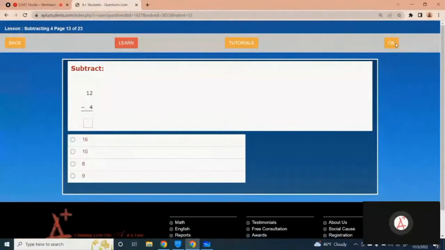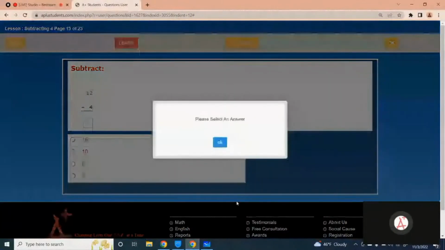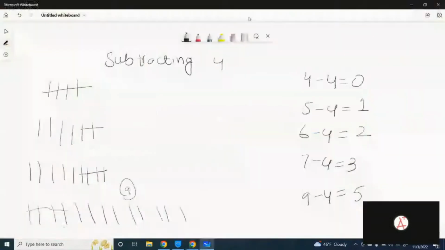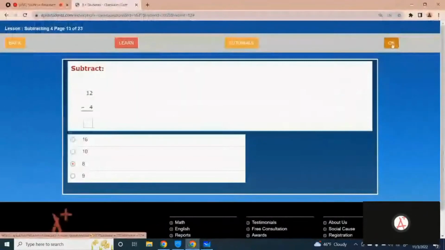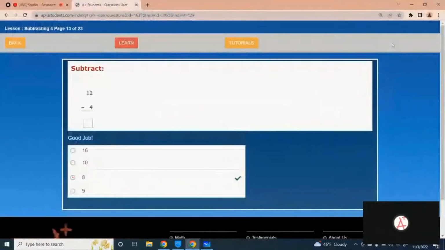Okay, 12 take away 4. So here you have 12 lines. You removed four of them. How many lines do we have? We are left with 8 lines. Got it? So 12 take away 4 is 8. Select the correct option and click on the OK button.